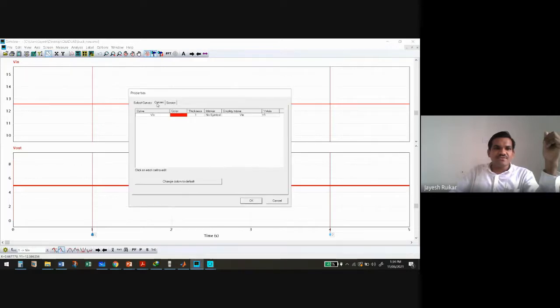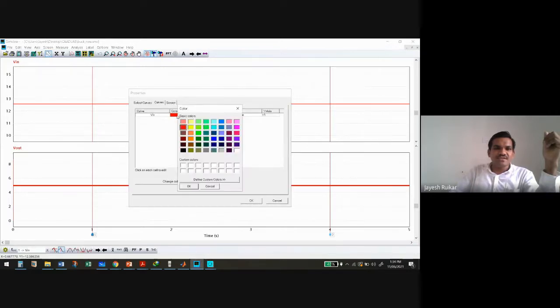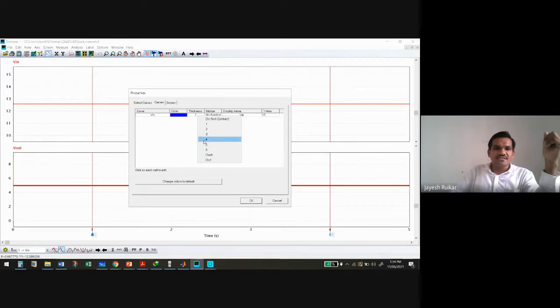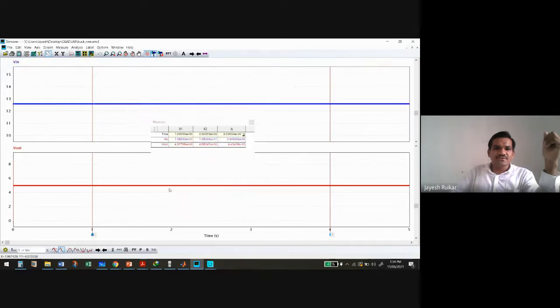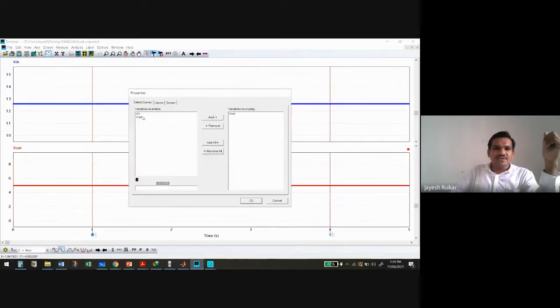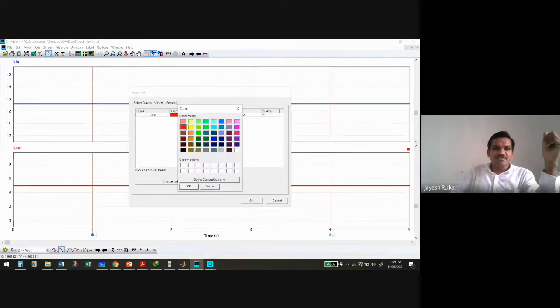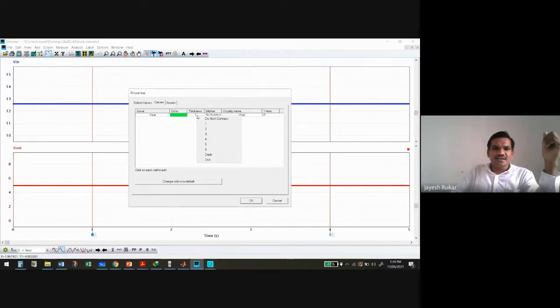I will change the V in color to blue, and its thickness I will make 4. Then this is your V out. I will make this green and let it be 2.